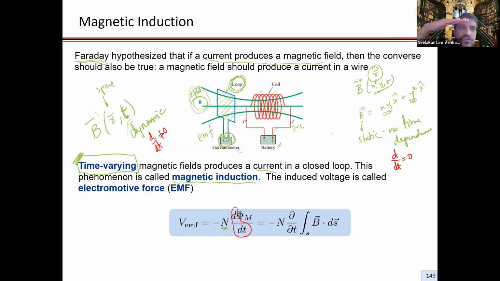Anything that is constant in time, you differentiate with respect to time, then that is going to be equal to 0, isn't it? It does not change with time, it's constant. So whenever it changes with time, then the d by dt is no more 0. And whenever it is no more 0, that would lead to an electromotive force, which is a fancy way of saying potential or voltage.